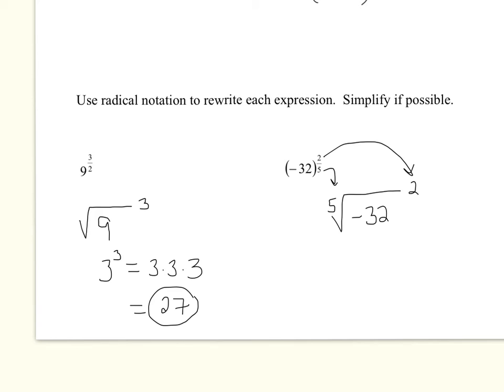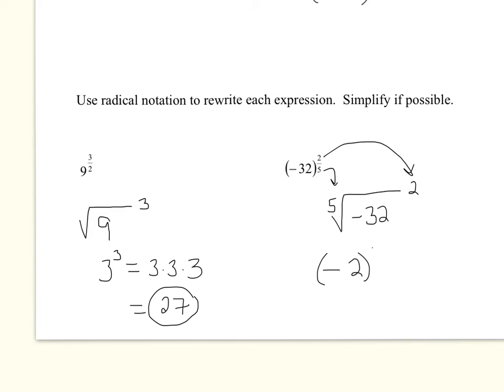Now it is an odd root, so an odd root can be negative. Because you have an odd number of negative signs, you will get a negative. So negative 32, the fifth root of that is actually negative 2. You could verify that because negative 2 times negative 2 is 4. So 4 times 4 is 16, so that gets rid of 4 of my negative 2's. And then 16 times another negative 2 will give me negative 32.